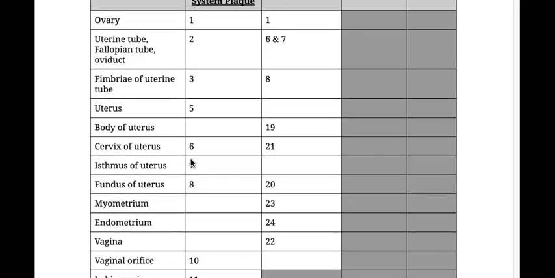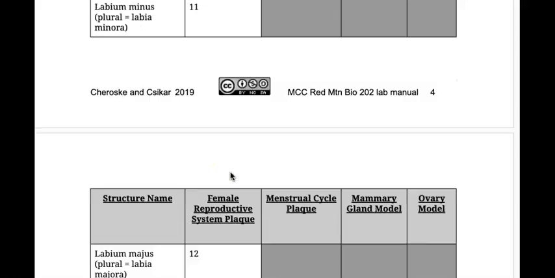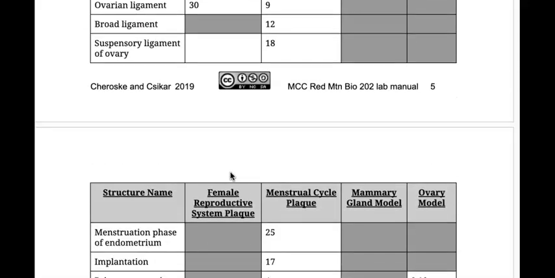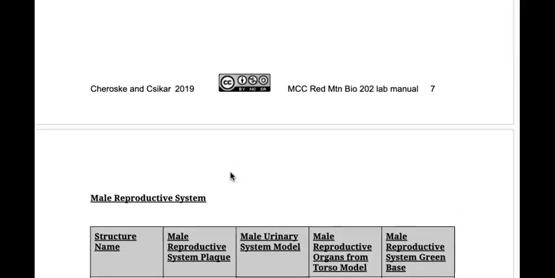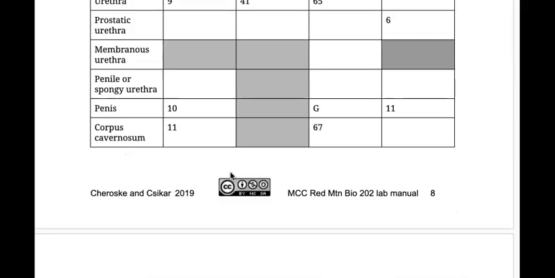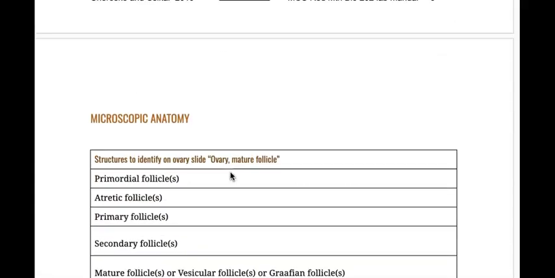So the models, a list of terms or structures that you need to know, the models that they would be on. Again, if you're in person, you're more than welcome to check them out. Otherwise, you'll be using labeled images to identify the different structures. I'm just going to scroll down.